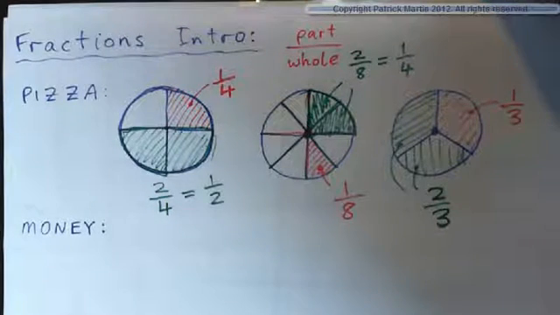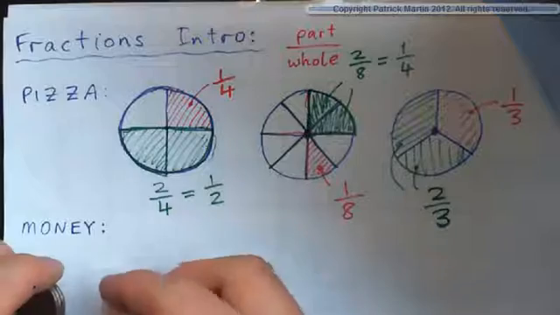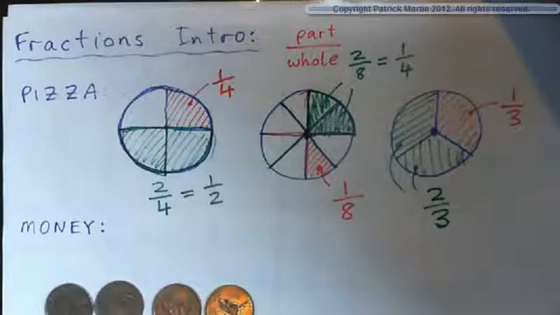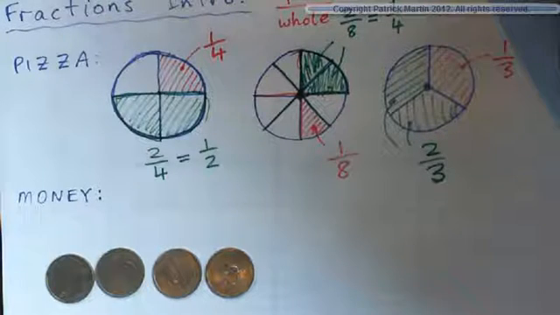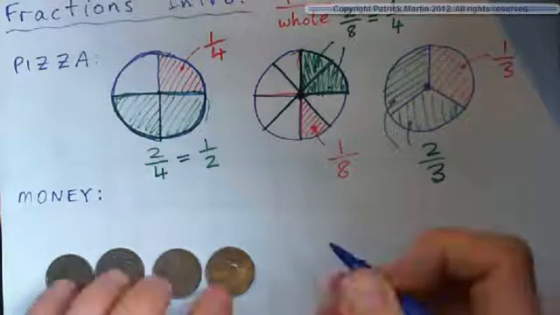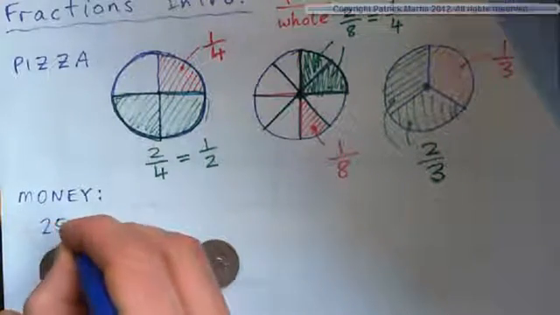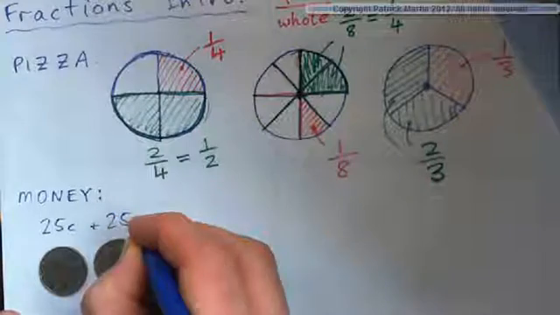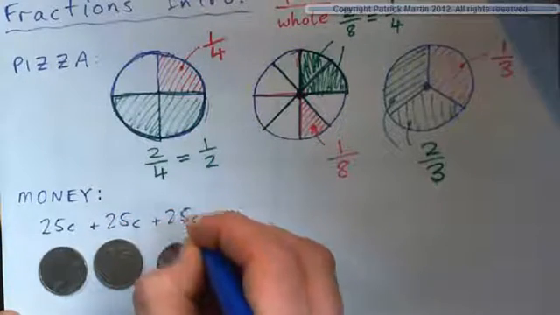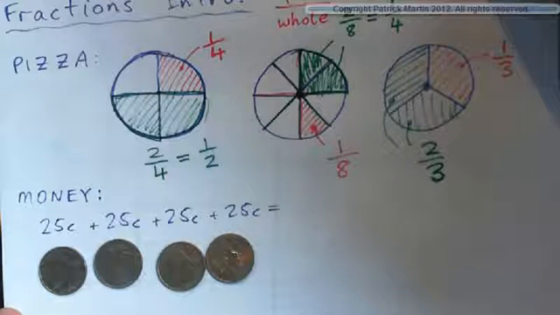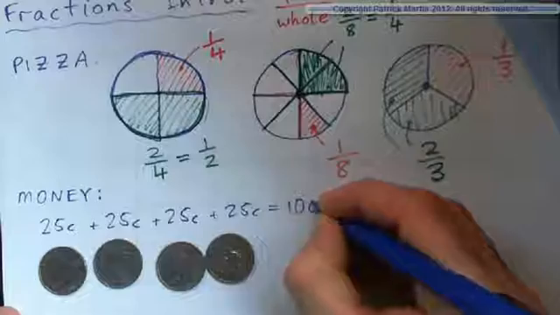Now, just for fun, we'll look at money. Hopefully, you know what these things are called. They're quarters. They're also 25 cents, and you know that 25 cents plus 25 cents plus 25 cents plus 25 cents makes what? It's got to make 100 cents.